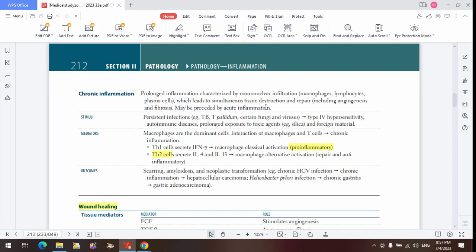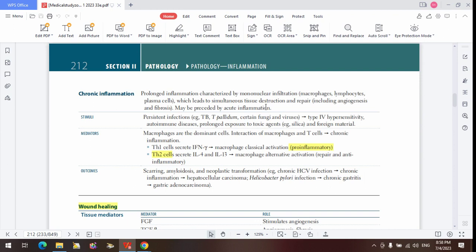In some situations, it can be preceded by acute inflammation. When the acute inflammatory response to that injurious stimulus cannot be taken care of, when that injurious stimulus cannot be mopped off, cannot be degraded, chronic inflammation will ensue. In some situations, it can start de novo without going through acute inflammation.